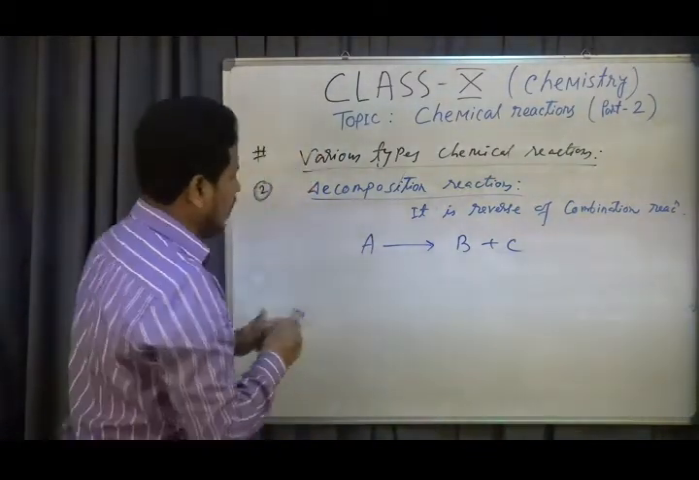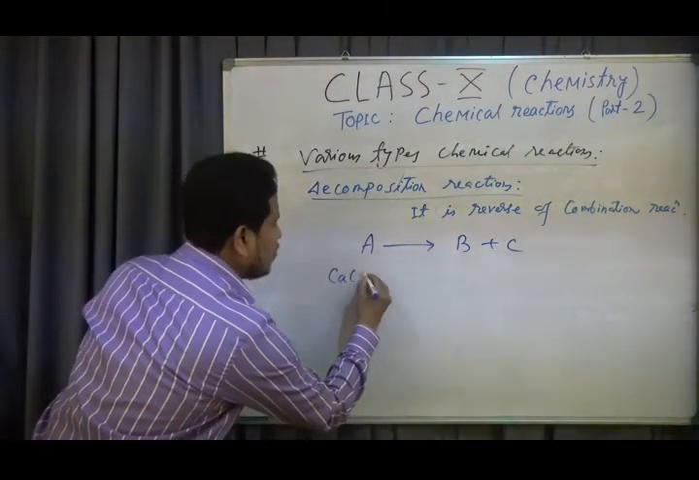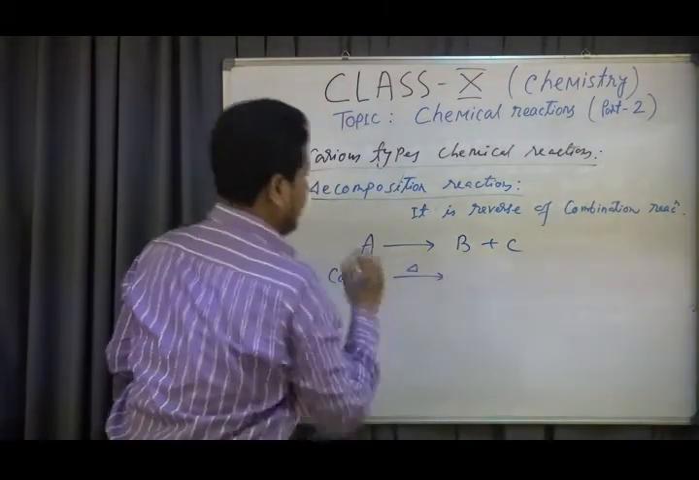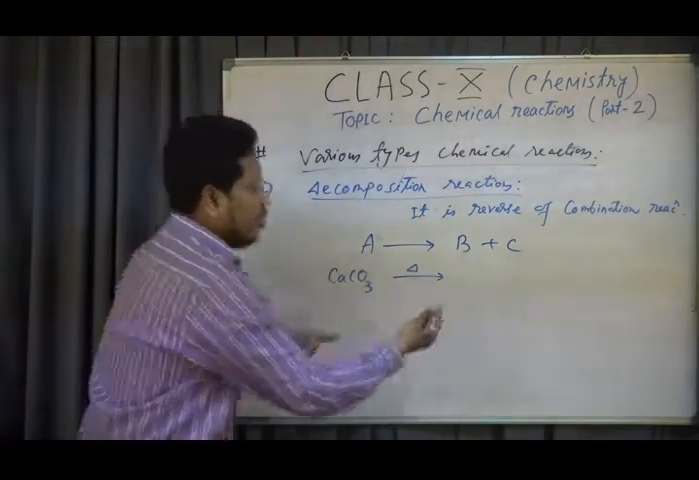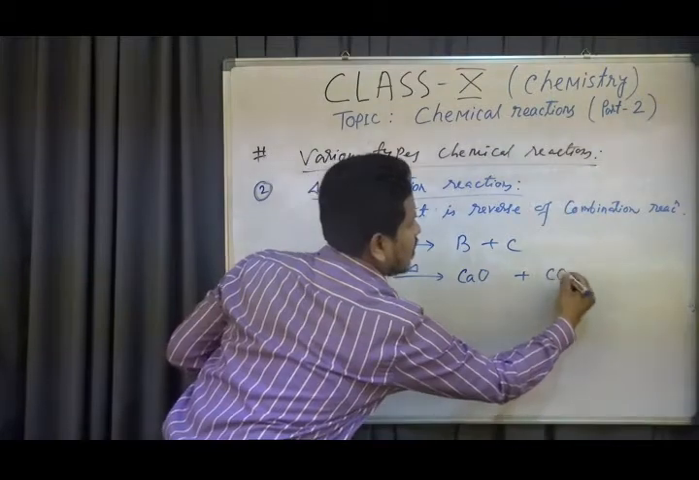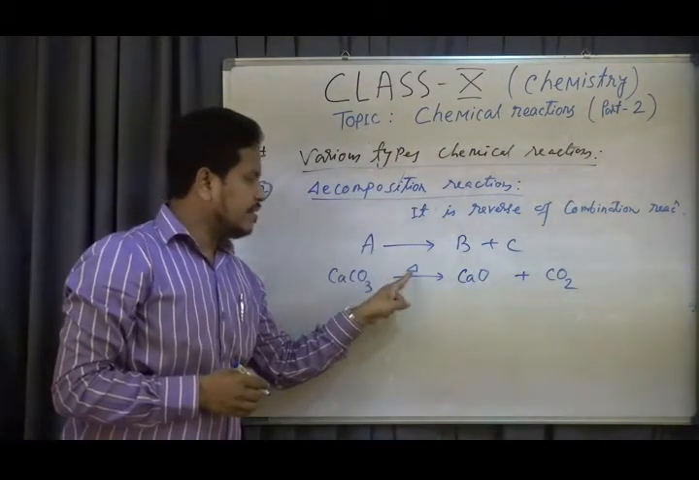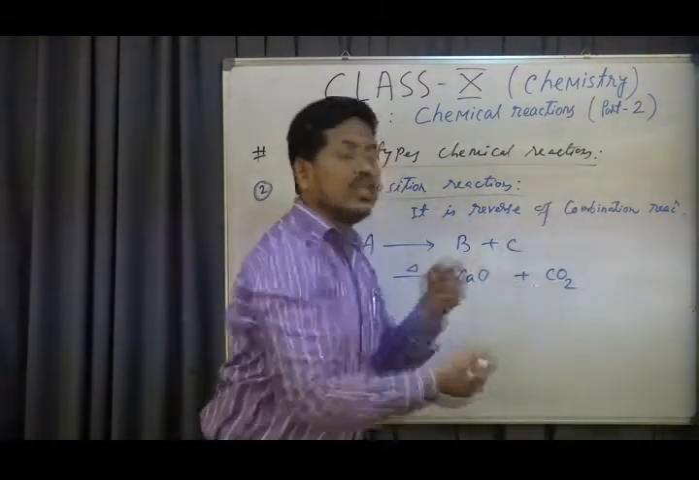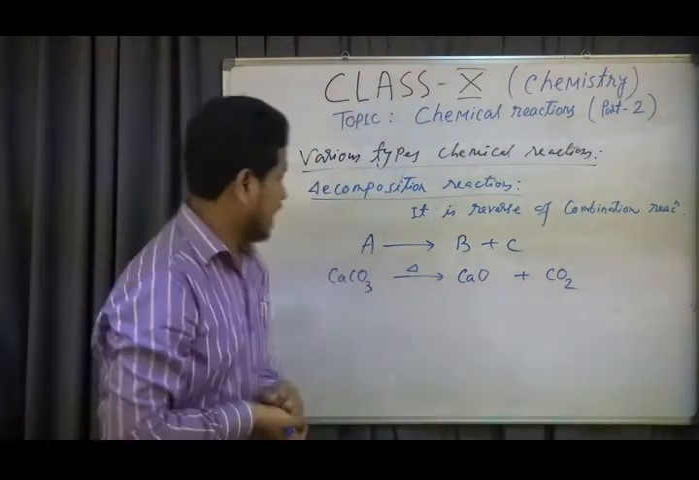Okay, one example, my dear students. Let calcium carbonate, limestone, when heated, decompose, breaking down to produce calcium oxide plus carbon dioxide gas. So one reactant on heating, this symbol is heating, decomposes to give two products. So this is the decomposition reaction, that is the reverse of combination reactions.